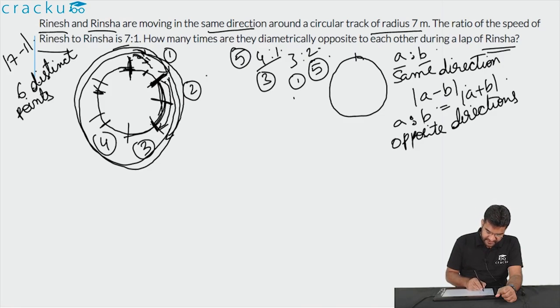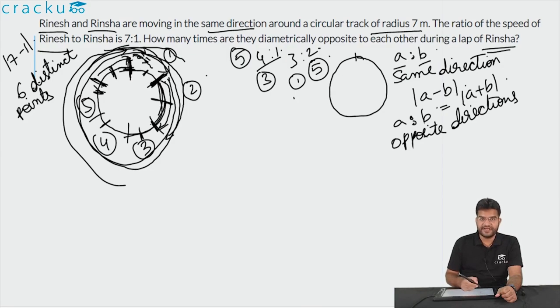Similarly, in the fourth and fifth, so at the end of the fifth point, both of them will be here. And by the time Rinsha goes from the fifth point to the original point, Rinesh will again complete another circle and meet her at the starting point, and there will come a point over here approximately where Rinsha will be here and Rinesh will be here. So there will again be a point where both of them are diametrically opposite each other. So the total number of points at which both of them are diametrically opposite each other will be 6 before Rinsha completes one whole lap. So the answer in this case is 6.